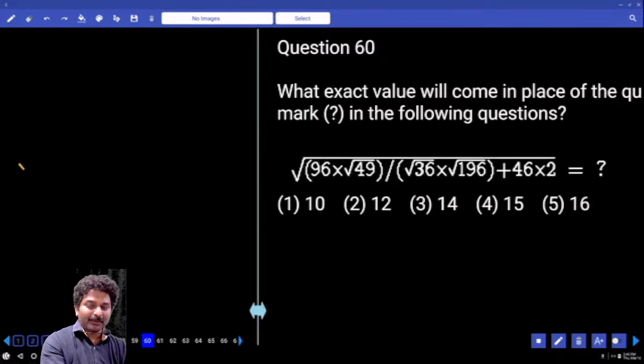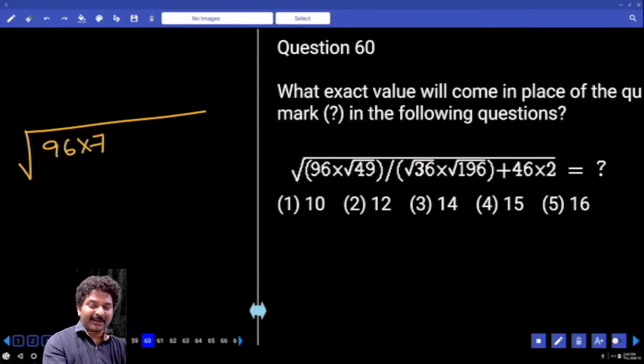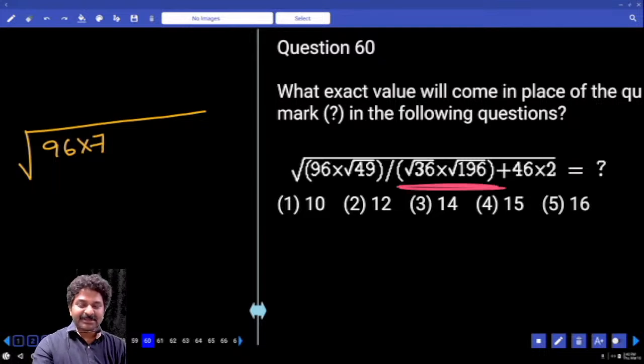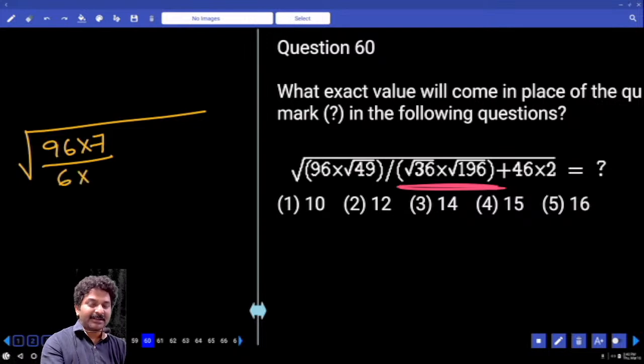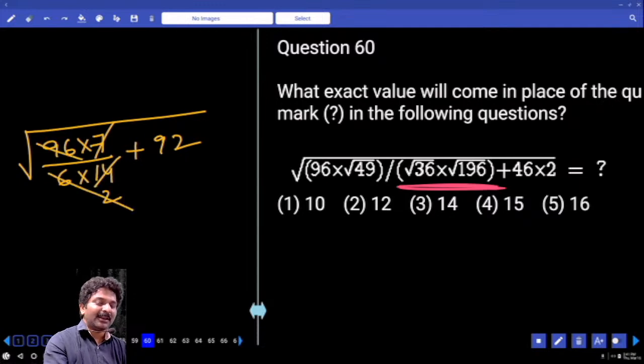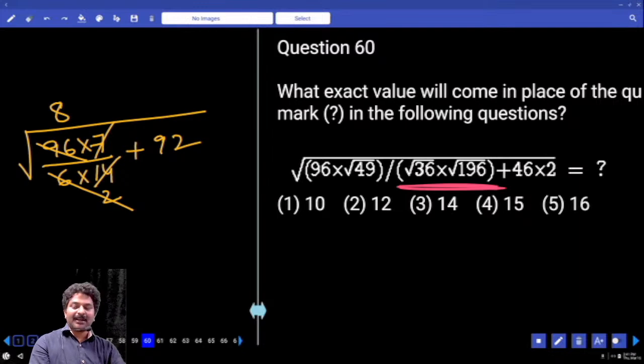Come on. Under root of 96 into 7 divided by... did the bracket start? That means both values come in the denominator only. Under root of 36, under root of 196 plus 92. Okay? 7 2 times, 6 into 2 is 12, 8 times, under root of 8 plus 92, 100. Answer.